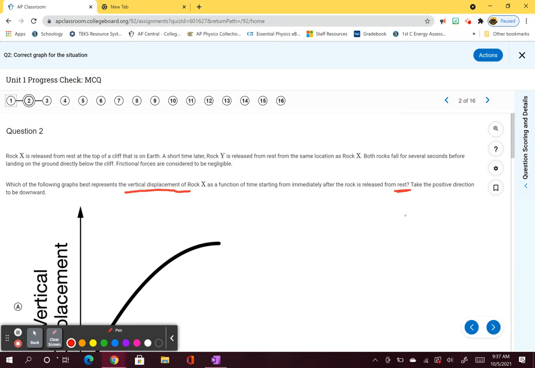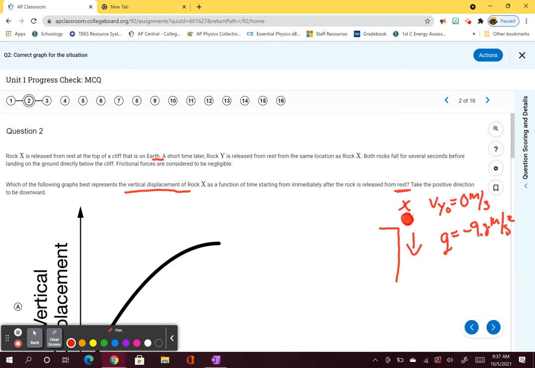So, again, we have rock X falling off of the cliff. We know the initial velocity is 0 because it starts from rest. And since it's on Earth, we know that the acceleration is going to be negative 9.8 meters per second squared. And that negative means it's going down. We've already stated that the rock is going to end up speeding up.